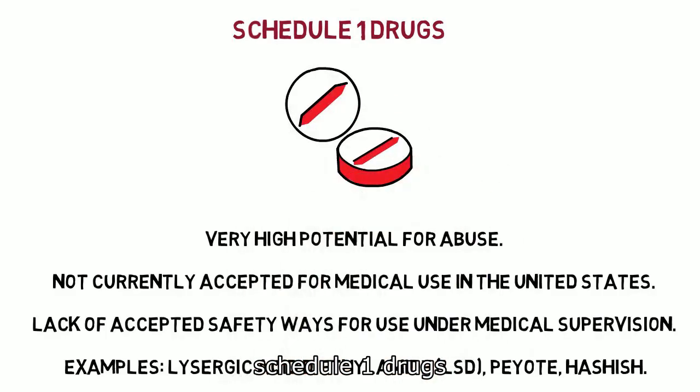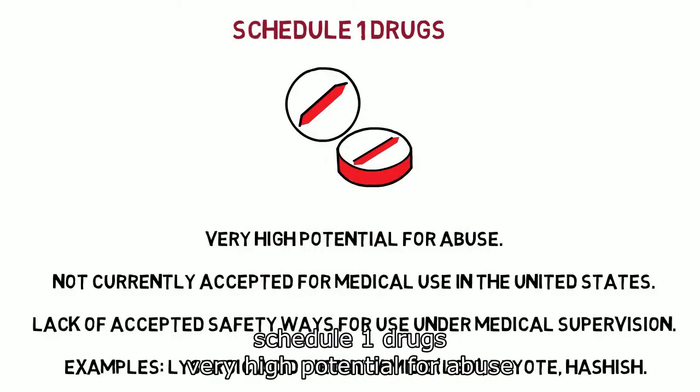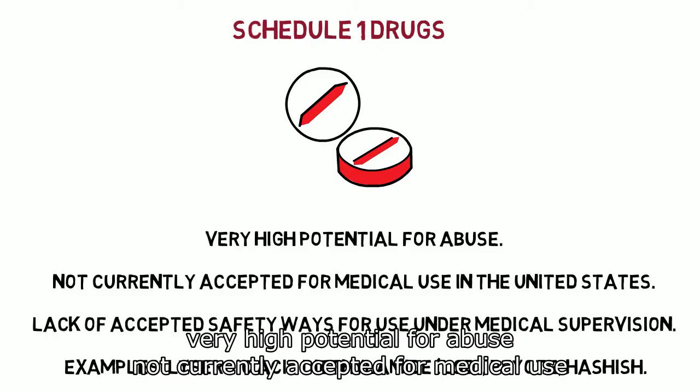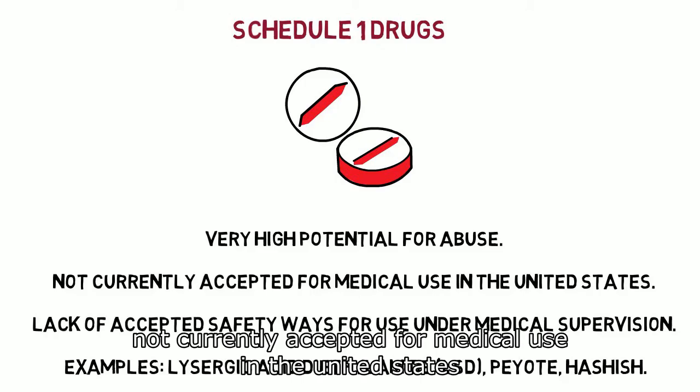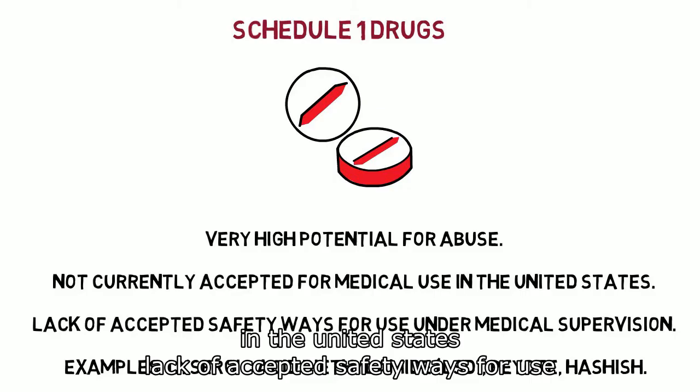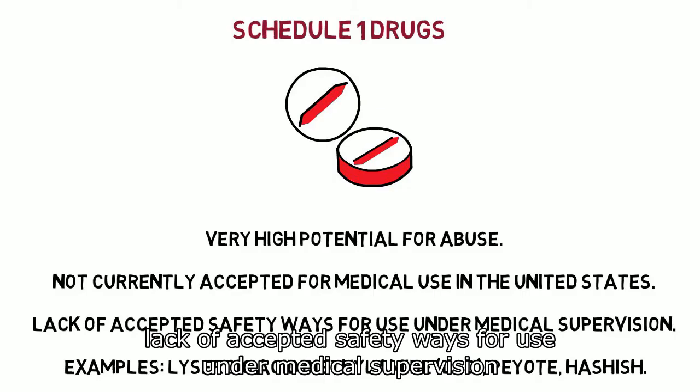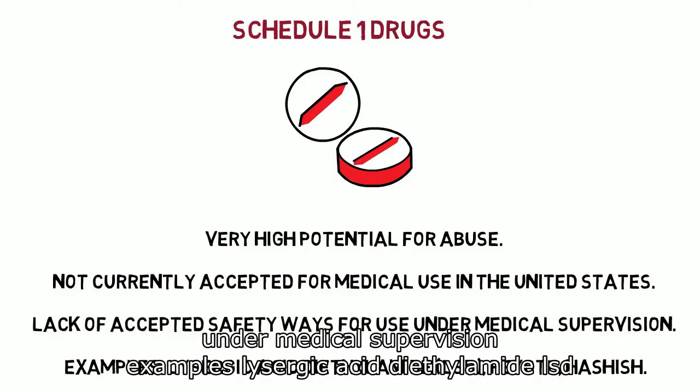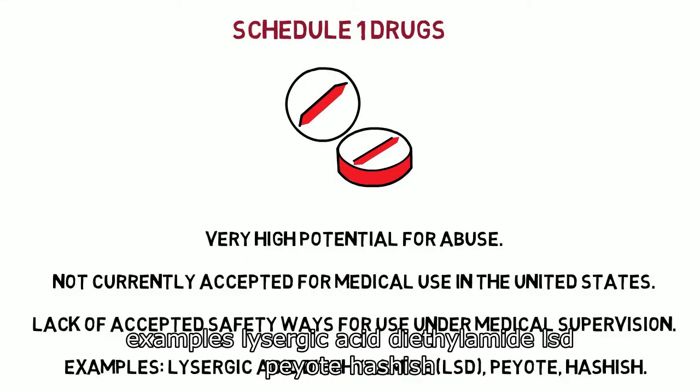Schedule 1 drugs. Very high potential for abuse. Not currently accepted for medical use in the United States. Lack of accepted safety ways for use under medical supervision. Examples: lysergic acid diethylamide, LSD, peyote, hashish.